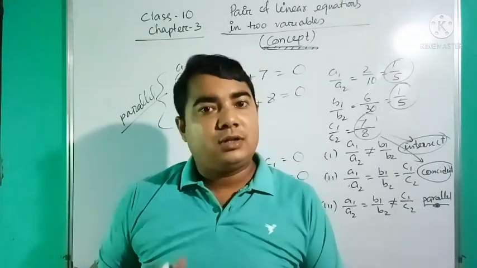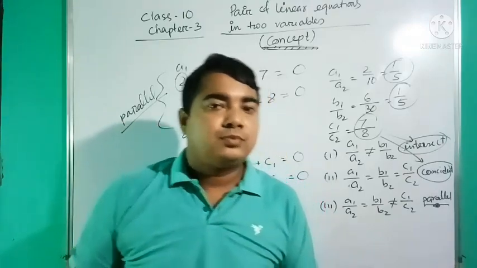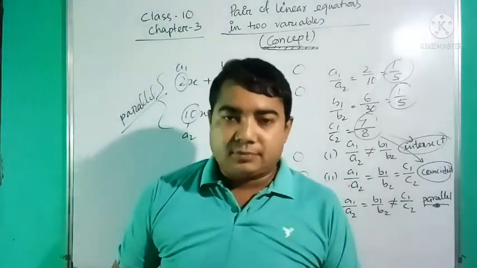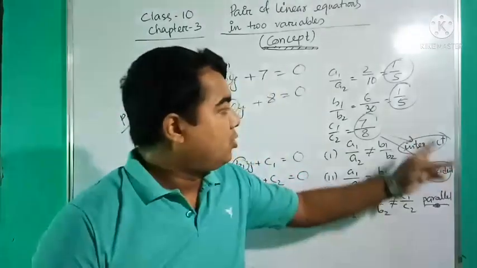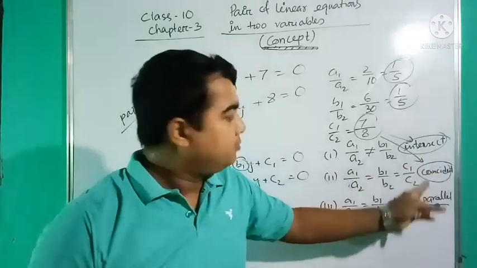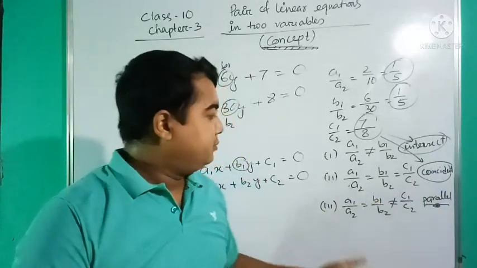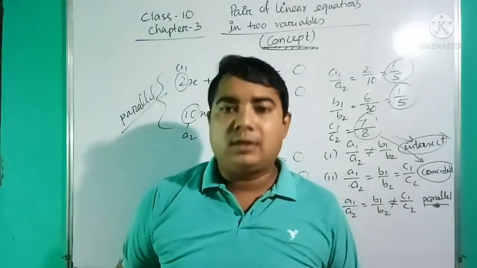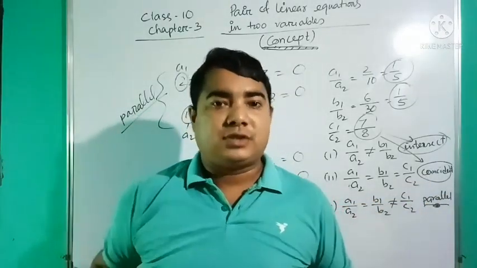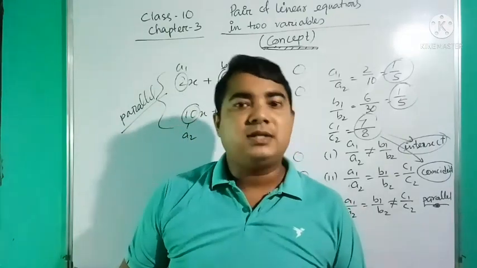And the next point was consistent or inconsistent. If two lines intersect, that means consistent. Coincident means intersect, therefore consistent, and parallel means no intersecting point, therefore inconsistent. Okay, these are the main topics for this chapter.